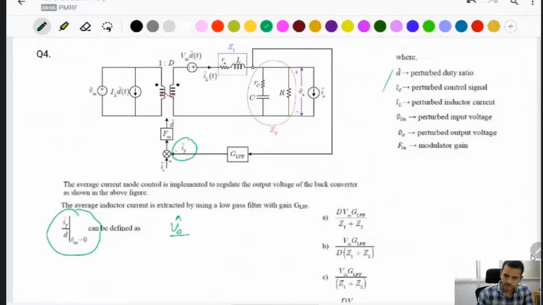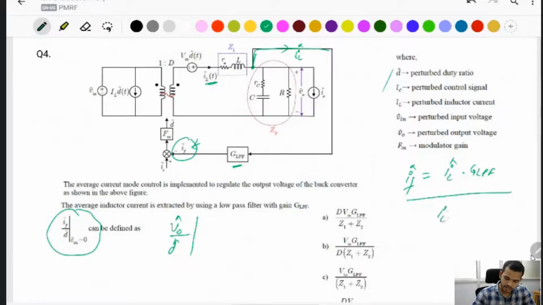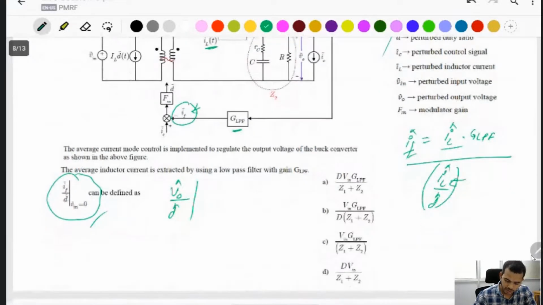Normally the transfer function is like this, V output by D cap, but here it asks about the IF. Then you find IF is coming from here. This one is the actual IL cap given, multiplied by this gain of low pass filter. After that you find IF, then you write it like this: IF is equal to IL cap into G low pass filter. Okay, simple. You find IL cap divided by D cap. If you find this, then put the value of IF in terms of IL, then you find the overall expression, and the option is given as Z1 Z2.